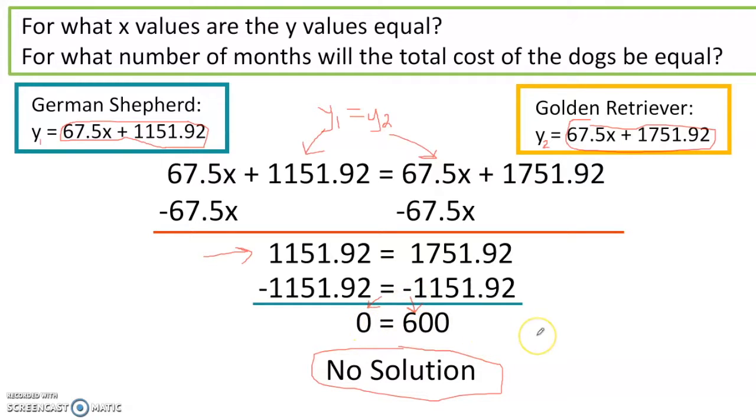And also, when the variable disappears, basically we make 0 pairs on both sides, and you're just left with numbers, we know that that means we're either going to have no solution or infinitely many solutions. And if they're not equivalent, then that means that there's no solution. So this is what it looks like when you solve this word problem algebraically.